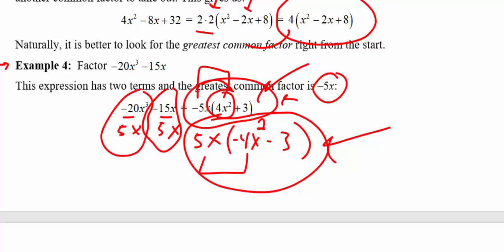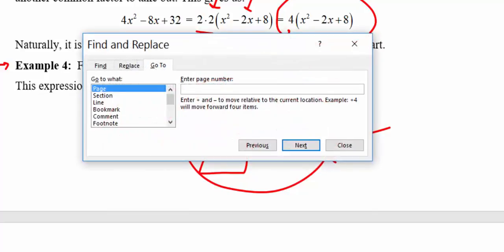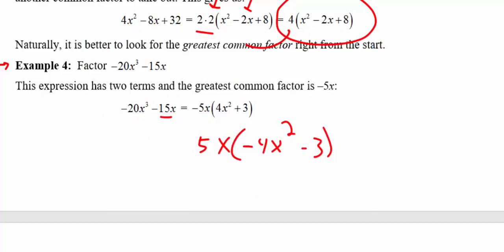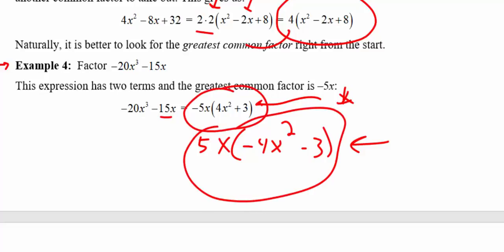Let me erase some of these markings. Again, I would accept either of these two answers. But generally, I prefer this one up top because the x squared term is positive. I prefer 4x squared instead of negative 4x squared. And I'll explain why as we continue through activity 4.5. But for the purpose of a test or a quiz, either of these would be acceptable. Okay?